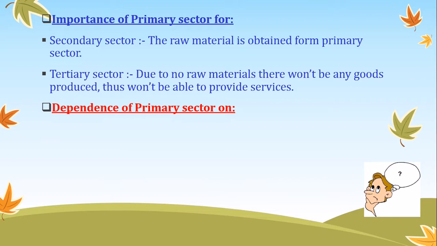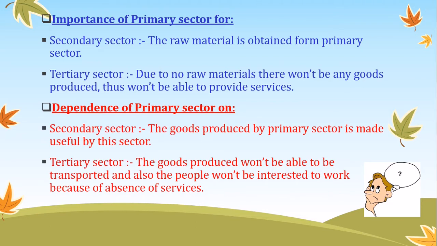Now, dependence of primary sector on secondary sector and tertiary sector. So, the primary sector is dependent on the secondary sector as the goods produced by the primary sector are made useful by the secondary sector. So, there will be no use of the goods produced by the primary sector if there was no secondary sector.